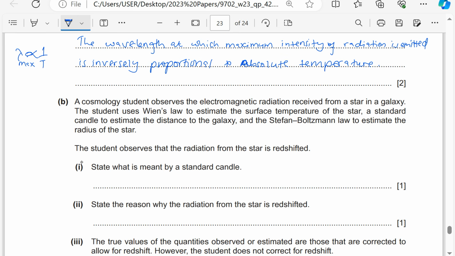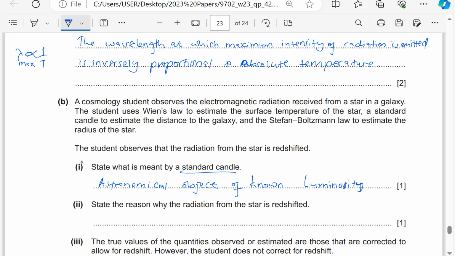State what is meant by a standard candle. Of course, we know that a standard candle is an astronomical object whose luminosity is known. An astronomical object is an object in space. An astronomical object of a known luminosity is what we call a standard candle.